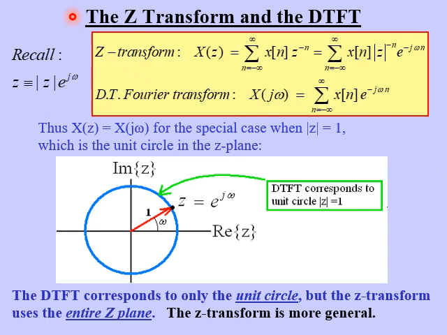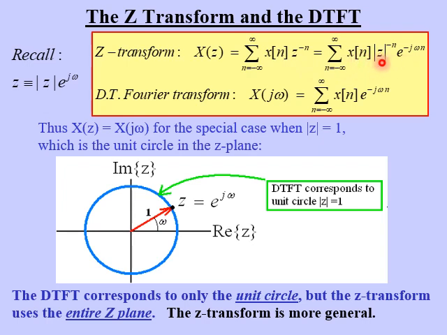All right, let's look a little bit more at the relationship between the z transform and the discrete time Fourier transform. So here are the definitions of both of these transforms. So the z transform, remember, we take the sequence x of n and we multiply it by z to the minus n and sum over all n. Well, remember that z is equal to the magnitude of z times e to the j omega. So if I make that substitution here for z, I get this form over here.